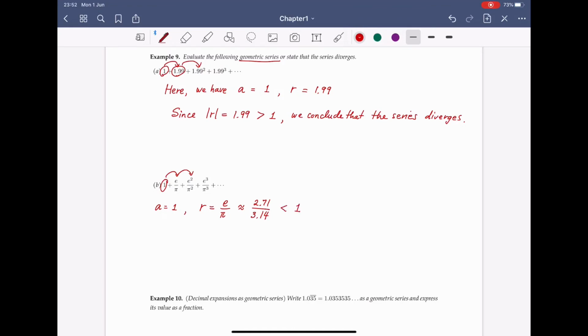So because the absolute value of r is less than 1, the series is convergent and it converges to the limit a over 1 minus r, which is 1 over 1 minus e over pi, right? This is the thing that we just figured out before. And then we have pi over pi minus e after you simplify it.